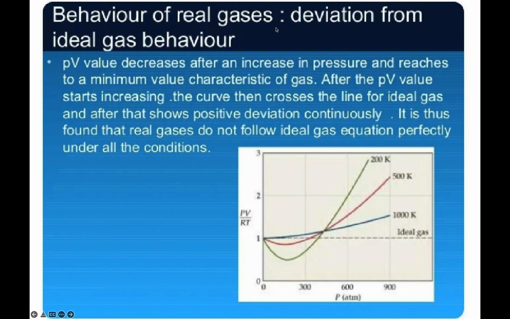Now what is the behavior of real gases? Do they deviate from the ideal gas behavior? So PV value will decrease after an increase in pressure and reaches a minimum value, which is characteristic of any gas. And then the PV value starts increasing, the curve crosses the line for ideal gas, and after that it shows positive deviation continuously. So it's found that real gases do not follow the ideal gas equation perfectly under all conditions. So this should be actually the ideal gas, but they deviate from the normal properties.